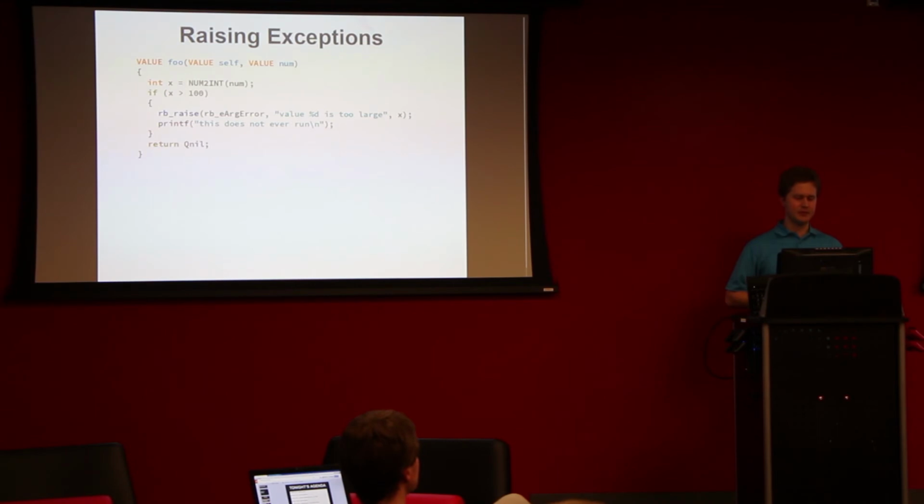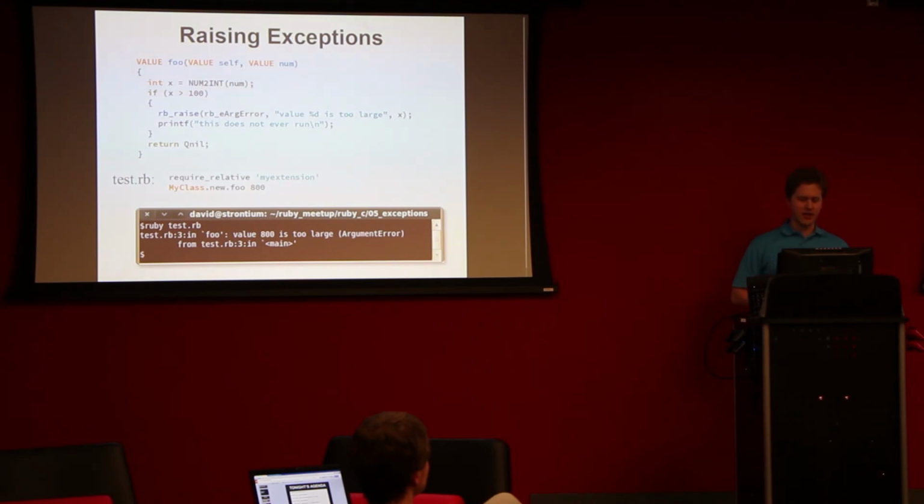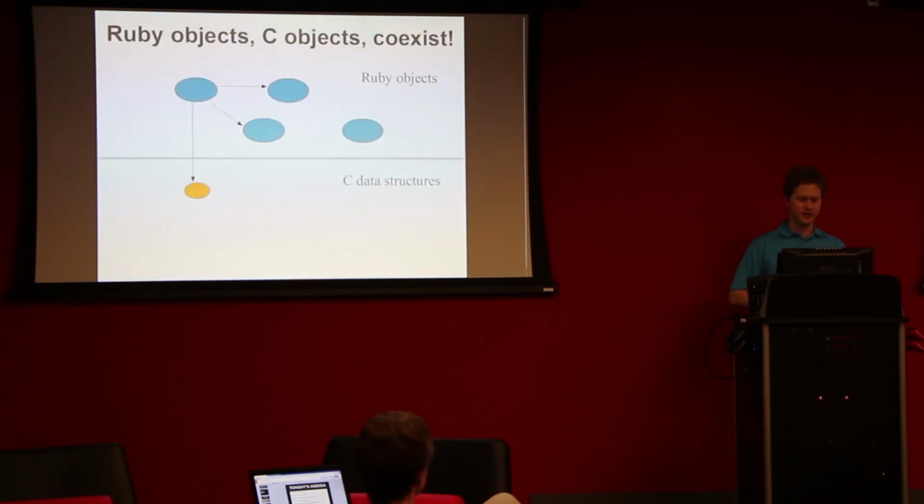You can also raise an exception in your C extension. So if you call rb_raise like this, and give it the class and the exception method, then that will actually raise an exception, and the line after it doesn't actually run. And I thought that was pretty interesting. They use this thing called setjmp and longjmp to make that work. At least the last time I looked into it, that's what they were using. And so yeah, you run this and you get the expected result. If you pass in the value 800, it's too large, and you get this nice exception printed out on the screen.